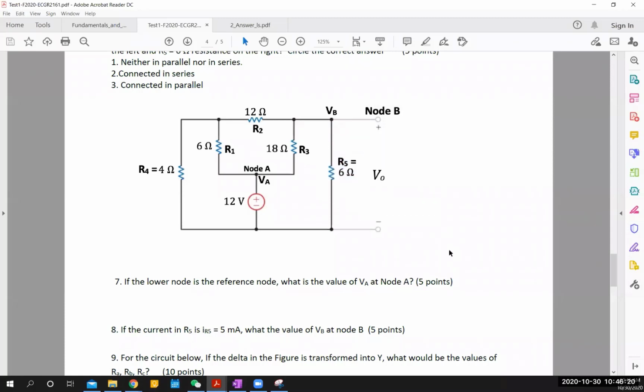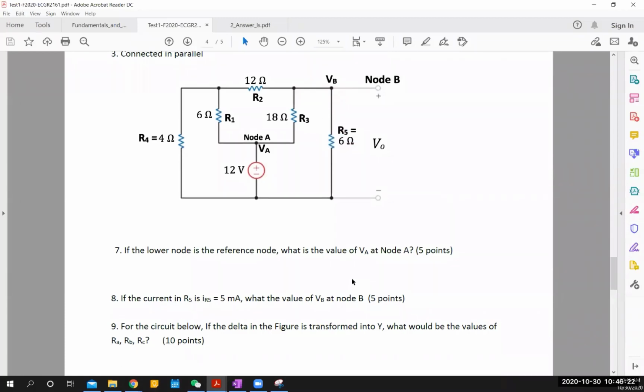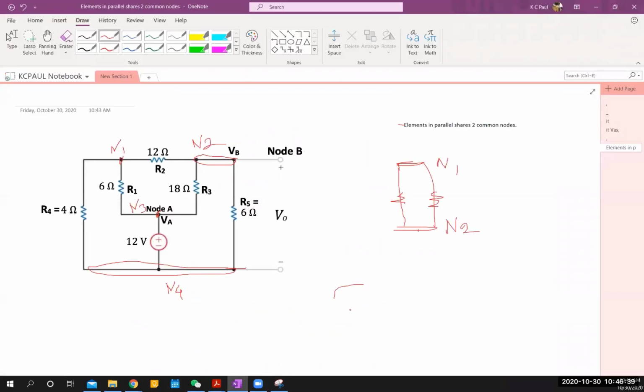Right. So IR5 is given. Then if IR5 is given, the value of the node voltage here will be the product of current and resistance. So 6 times 5 milliamps. That should be your answer. So 6 is in ohm and current is 5 milliamps.